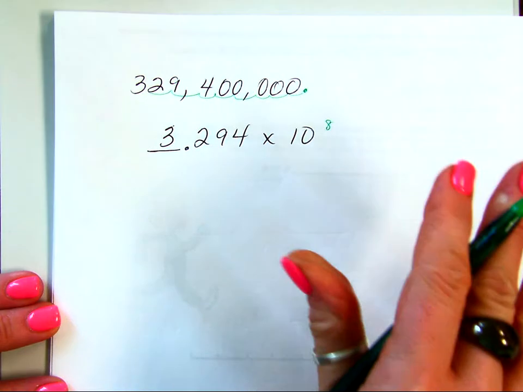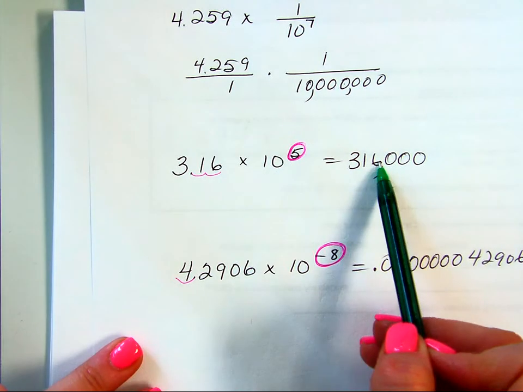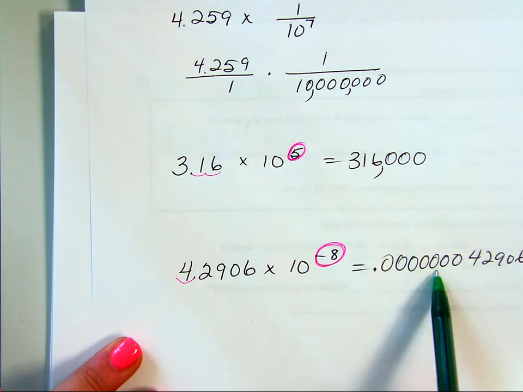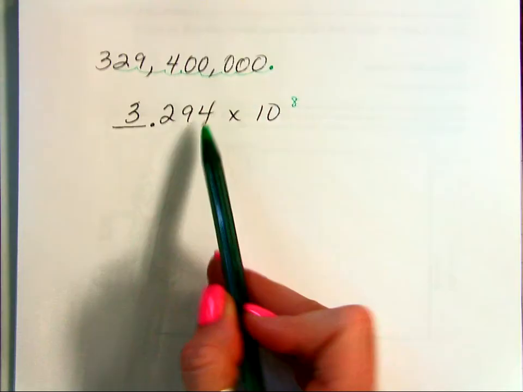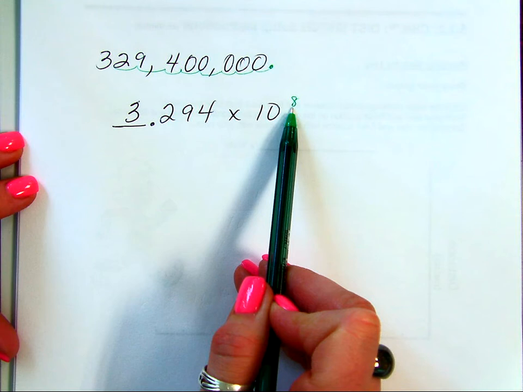I'm not done yet, because then I have to ask myself, is that a positive or a negative 8? Well, what did I say? Didn't I say that the positive exponents give you really big numbers and the negative exponents give you really small? Is that a really big number? So that exponent needs to be positive. Did you see how I just got that?